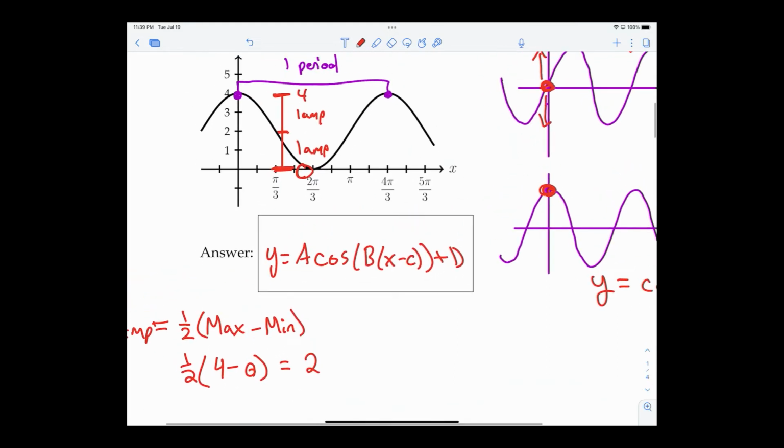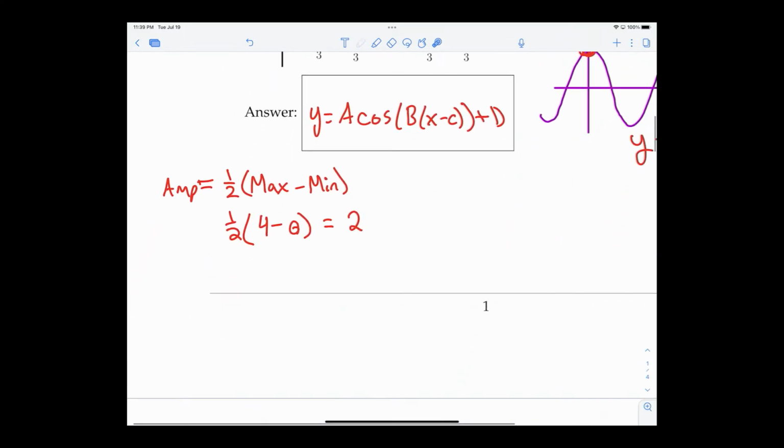Now you could have just looked at it, right? Remember how I said this is one amplitude and this is one amplitude. So from 0 to 4, well, half of that is 2. So that's all we're doing there. So the amplitude is 2. And then we also know that the amplitude, which is 2, should be the absolute value of a. So a needs to be either 2 or minus 2, one or the other.